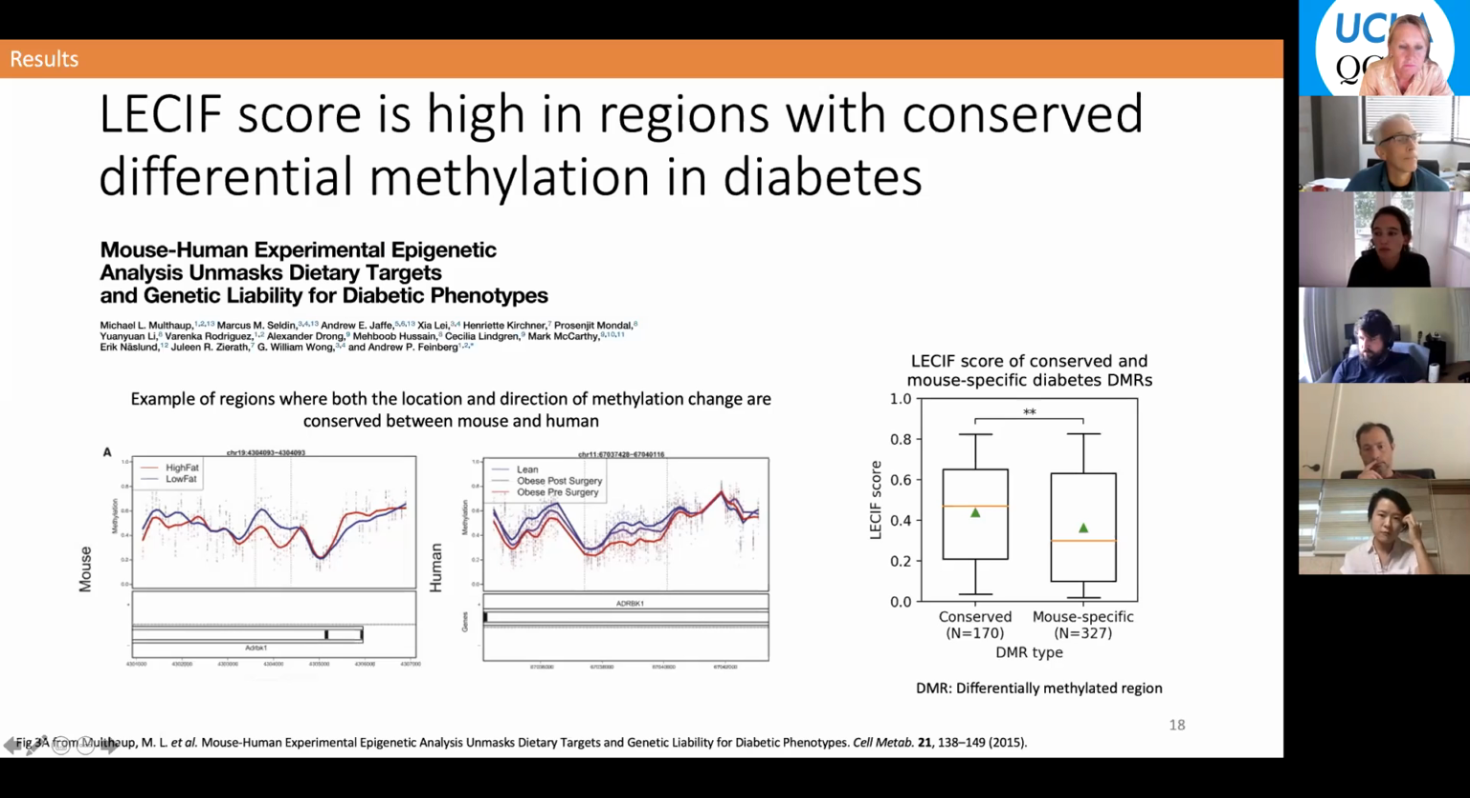We observed that conserved DMRs tend to score higher in comparison to the mouse-specific DMRs. So this suggests that our score could be useful in interpreting this type of cross-species epigenetic experiment, and also be used to map these signals from one species to the other.